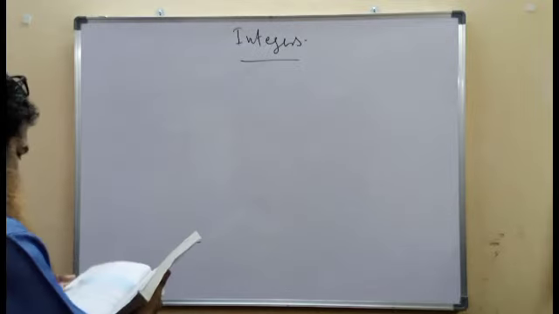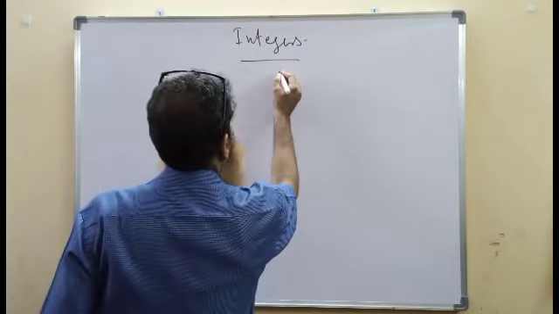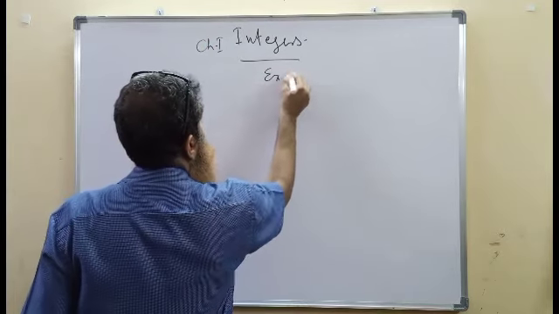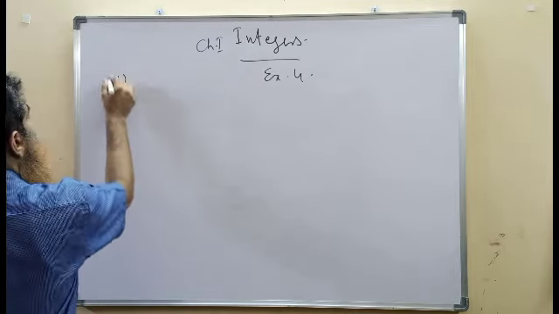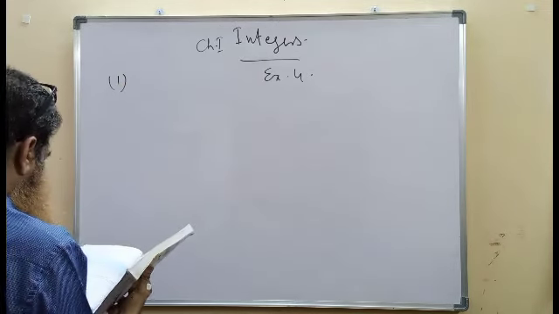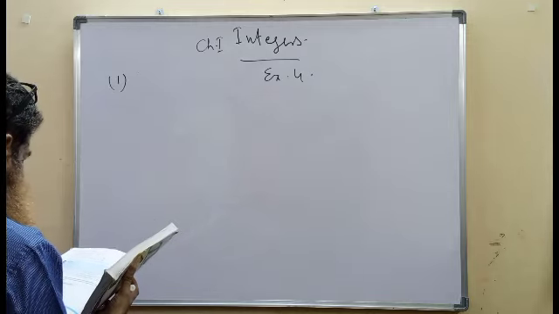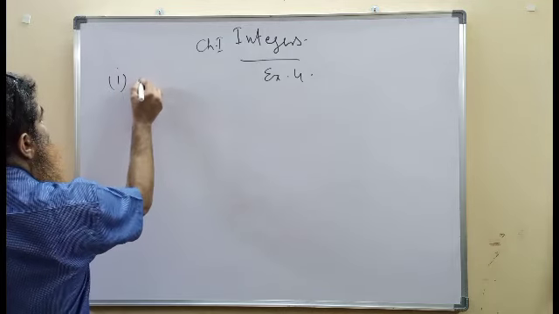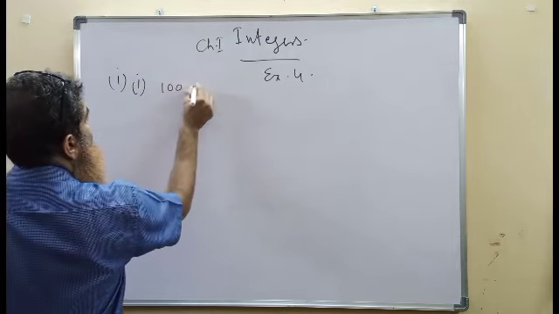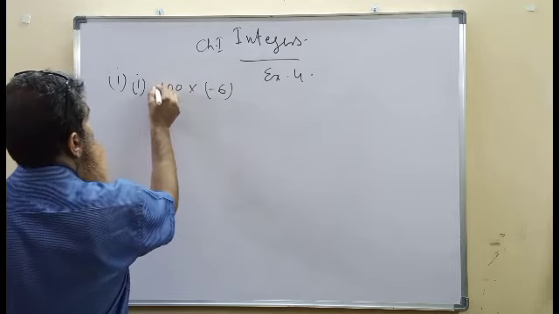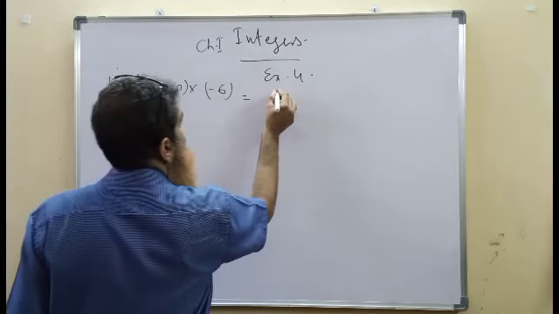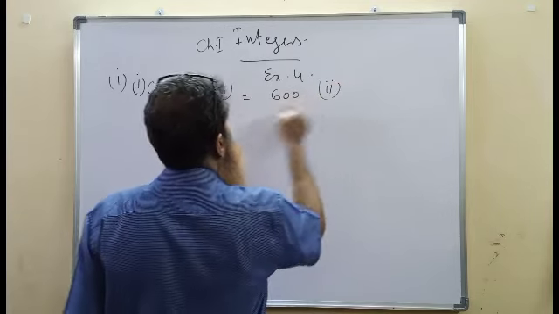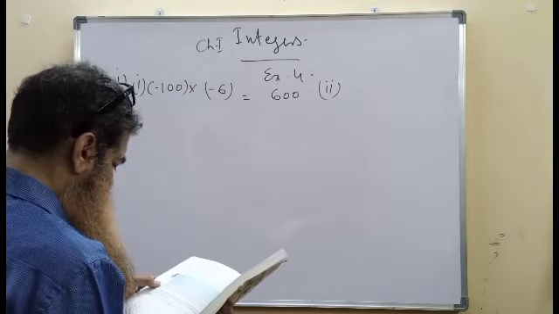Now let's do Exercise 4, page number 10, chapter 1, Integers. First question, fill in the blanks. First bit, minus 100 into minus 6. There are two negative integers, so we get a positive integer as the result. 100 into 6 is 600. Minus into minus is plus. We get 600 as the result.